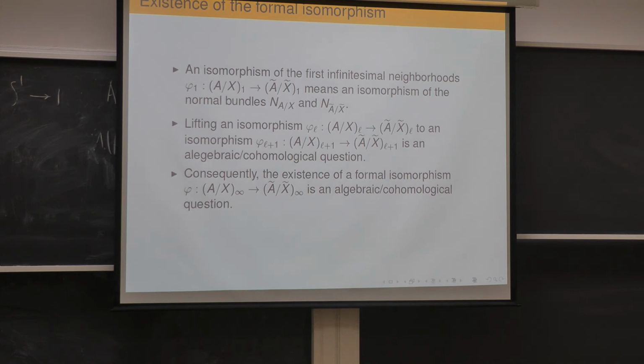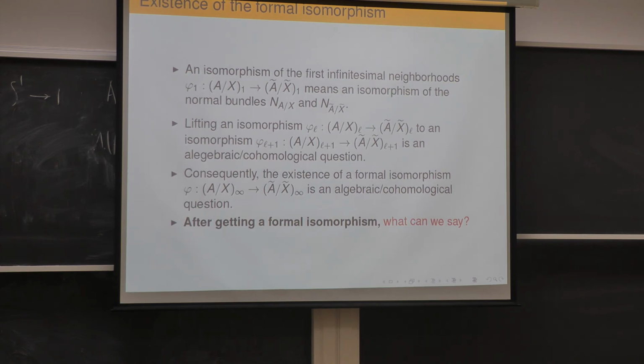So these are sort of well understood. The nature of this problem is well understood. It's a cohomological problem. But the problem we are interested in is what happens after you get a formal isomorphism: can you say that there's a biholomorphic neighborhood, an isomorphism of germs? That's the question we are interested in.